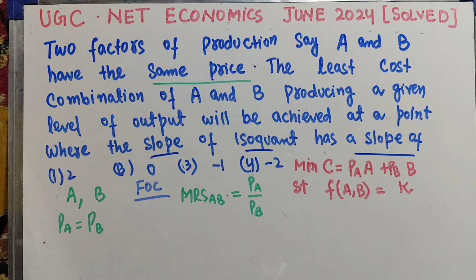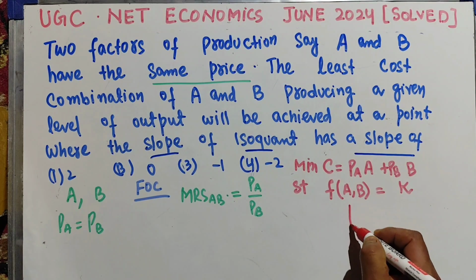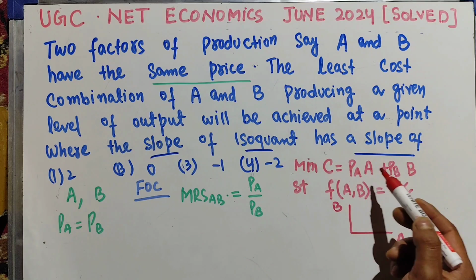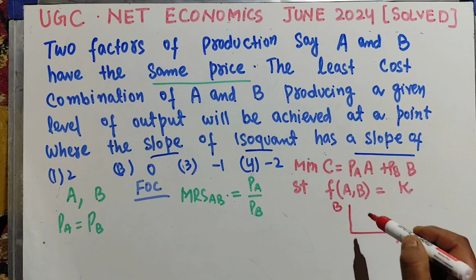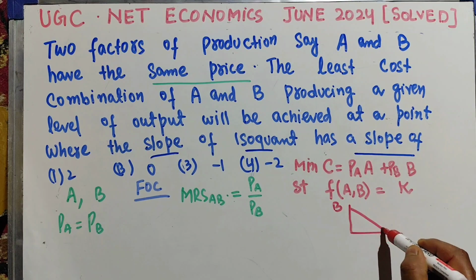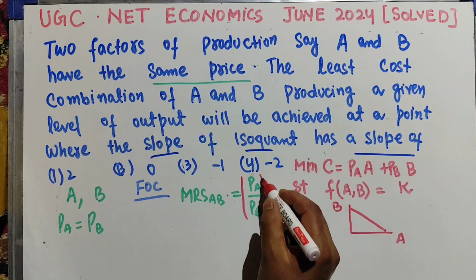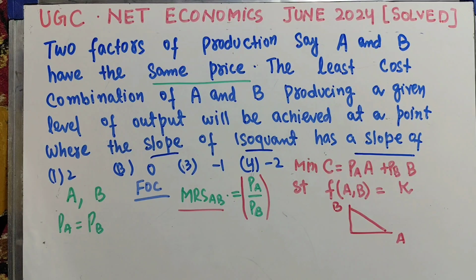Graphically, what exactly is meant by this? If I draw the small graph here, let us say input A is on the horizontal axis, input B is on the vertical axis. We have this isocost line, C is equal to PA times A plus PB times B. So if I draw it, it will have a negative slope equal to -1. Why? So what exactly does this marginal rate of substitution between A and B mean? It is actually the slope of the isoquant.